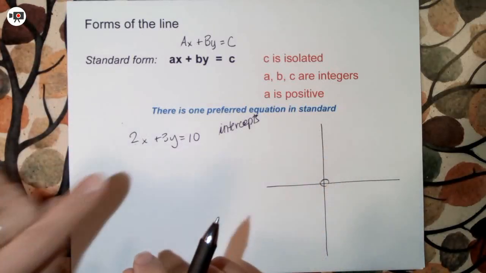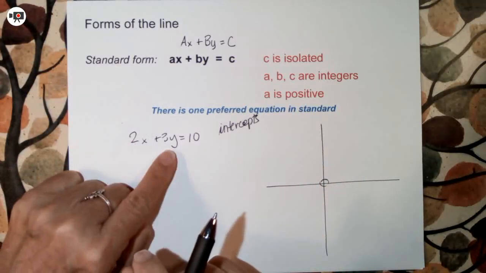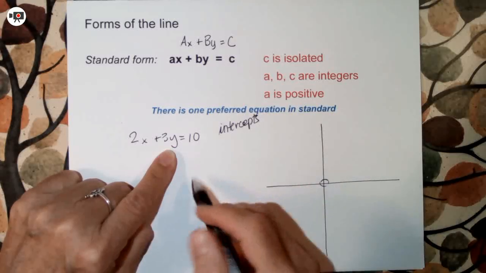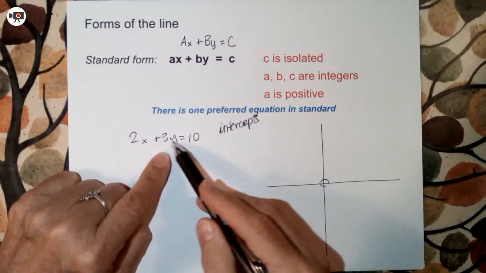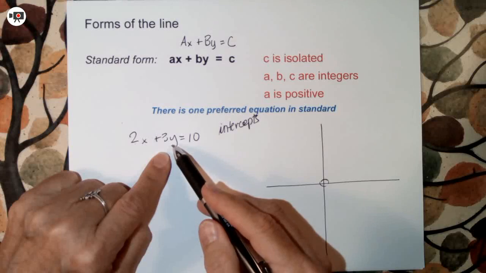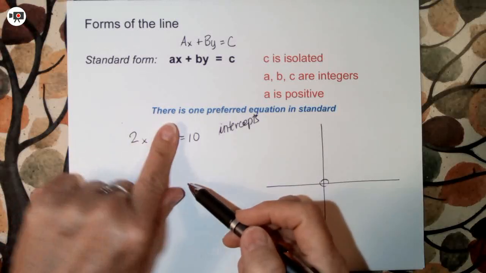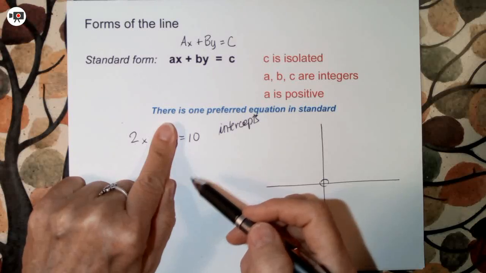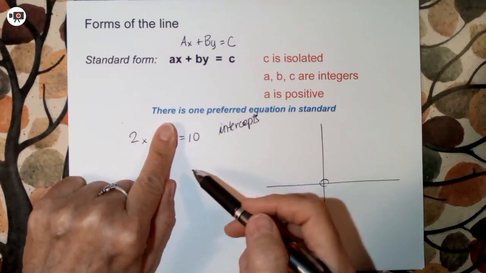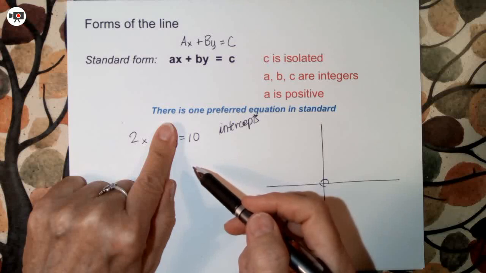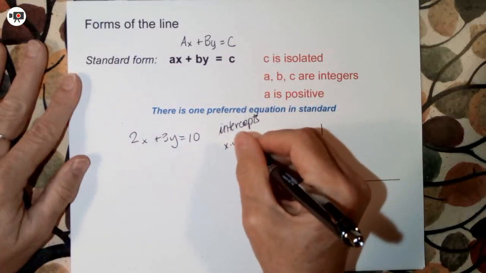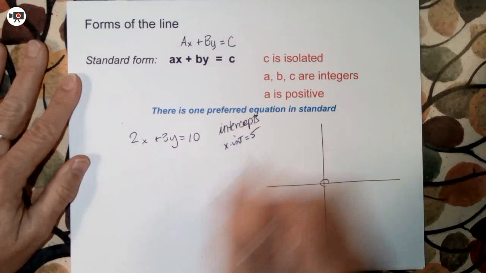Recall that the x-intercept occurs when the y is 0. Written like this, it's a coefficient times y. If y is 0, that whole term's just going to be 0. That's just how it is. So it might as well not be there. So cover it up and just do it in your head. 2x equals 10. What's x? Oh, right. The x-intercept is 5.